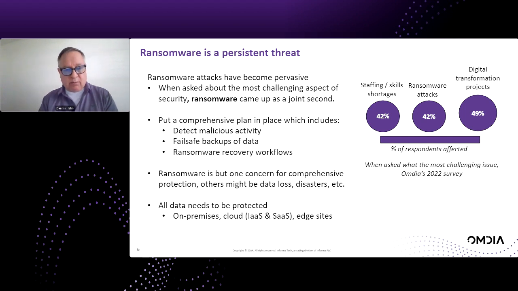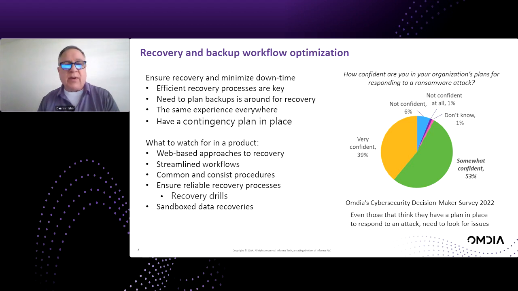Ransomware is part of this overall comprehensive protection that backups provide around data loss and disasters. The one thing that's complicating everything, which we'll talk a lot more about, is that data is residing in a lot of different places now: in the cloud, on edge sites, and on premise, and even various aspects of the cloud, like software as a service as opposed to infrastructure as a service. All of those need to be covered now, because our data is living in a lot of different places than it used to in the past, right?